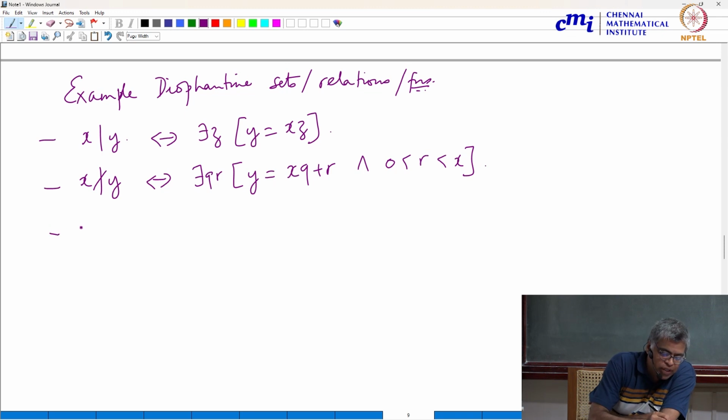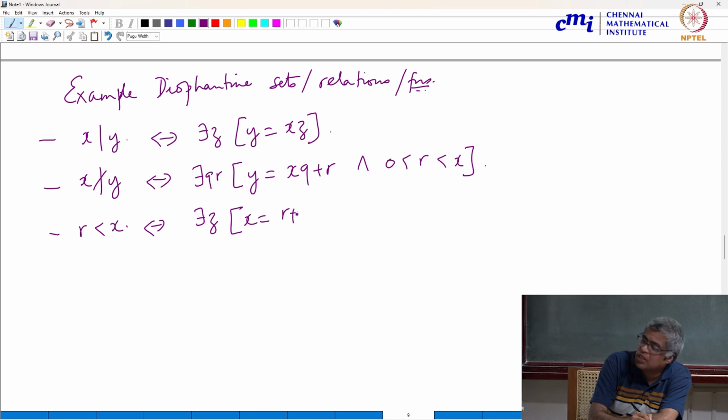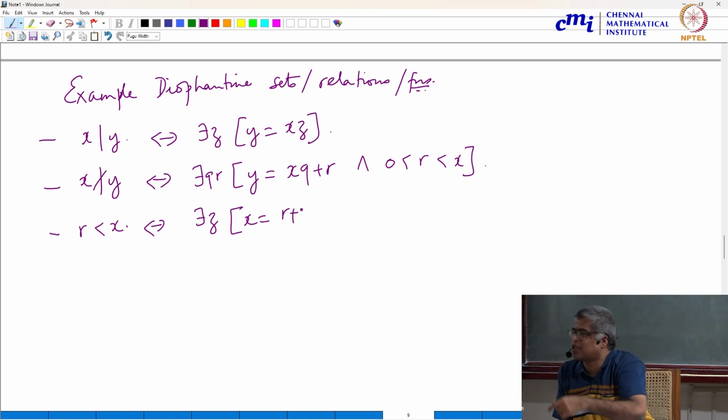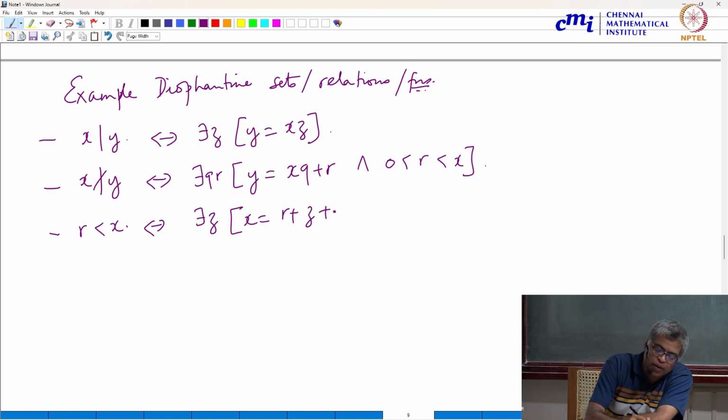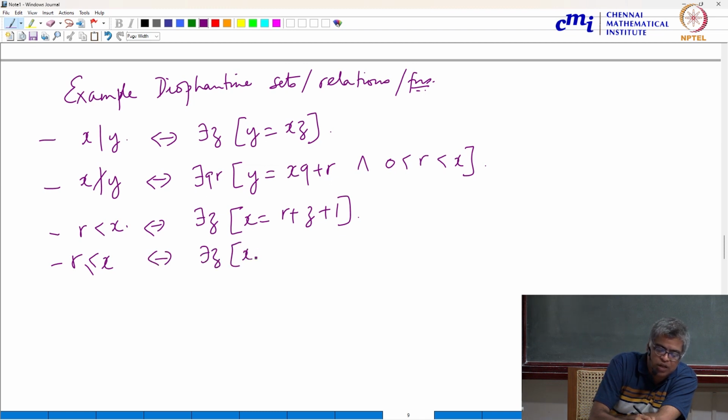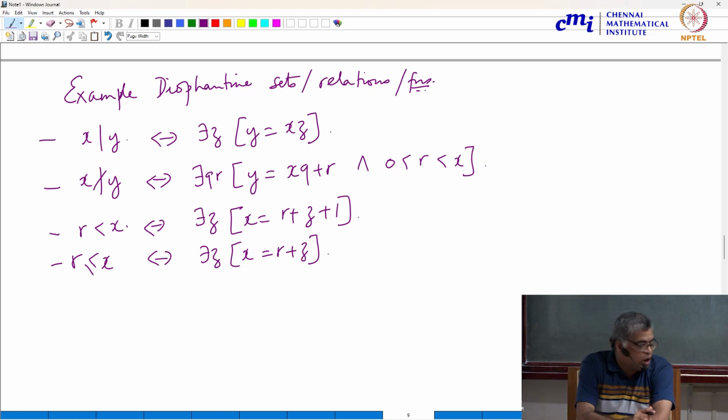So how do I say r less than x? If there exists a z such that x equals r plus z plus 1. You have to say z plus 1, because z is non-negative, so z could be 0 also. Of course r less than or equal to x you can say by saying there exists z such that x is equal to r plus z. Okay, sure.